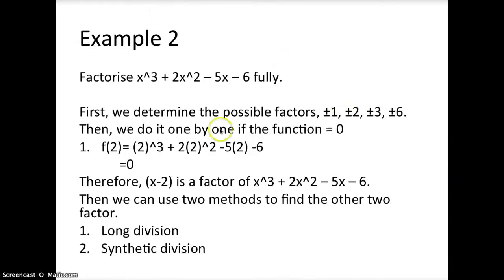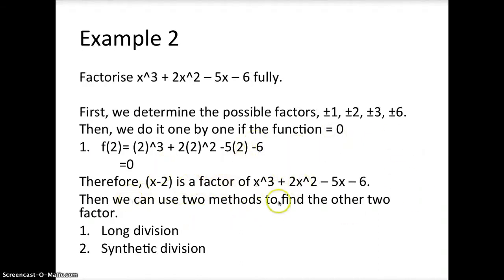For example 2, factorize x to the power of 3 plus 2x squared minus 5x minus 6 fully. First, we determine the possible factors, which are positive or negative 1, positive or negative 2, positive or negative 3 and positive or negative 6. Then we test them one by one to see if the function equals 0. So I try 2 and it is equal to 0. Therefore, x minus 2 is a factor of this polynomial.